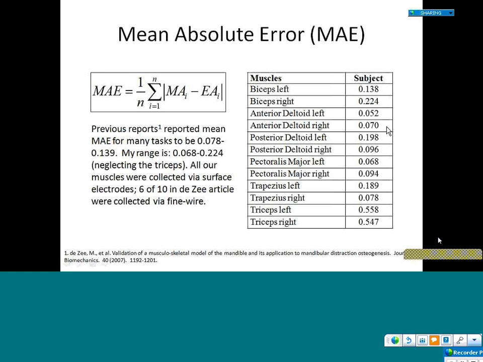One of the reasons that we might have a little bit of a higher number on the higher end of the range there is that all of our muscles were collected via surface electrodes, and that 6 of the 10 in the article that I'm referencing were collected via fine wire. So that may be one of the reasons that we have numbers that are slightly off when it comes to comparing to the results that were previously found.